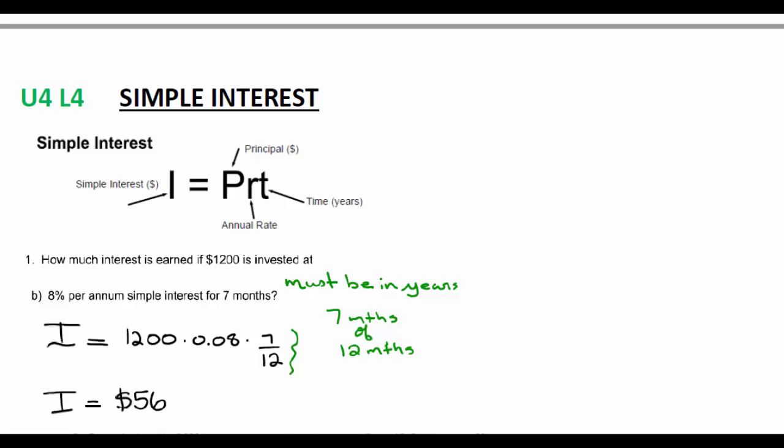Our first lesson was simple interest, where the interest I is equal to PRT, the principal with rate and time. And we quickly learned that all the time our time needs to be in years. So just make sure if you're given months, it's got to be in years. If you're given days, it's got to be in years.